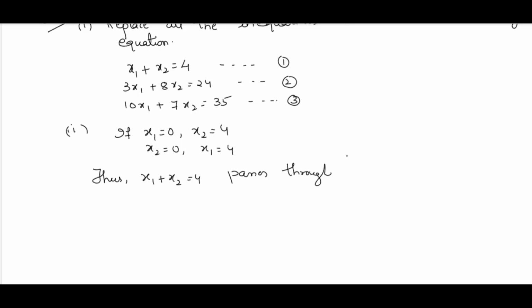Let's say this is equation 1, equation 2, this is equation 3. Thus we can say that x1 plus x2 is equal to 4 passes through the coordinates (0, 4) and (4, 0). Okay, so we have to plot this in the xy coordinate. Similarly, we have to compute the x1 and x2 values for equation 2 and equation 3.